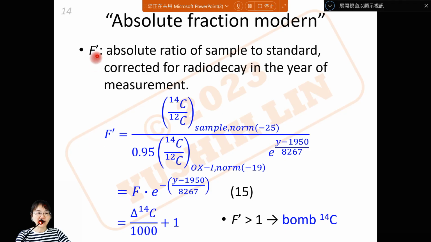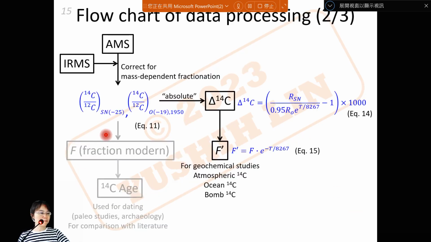Therefore, we can look at the final equation. F prime has a close relationship with big delta C14. That means when you report F prime, you take into account the decay of the standard. When doing this, you actually use the best estimate of the C14 mean life. If F prime is higher than 1, that means you have a positive value here, you have bomb C14. But usually we will simply report big delta C14 instead of F prime.